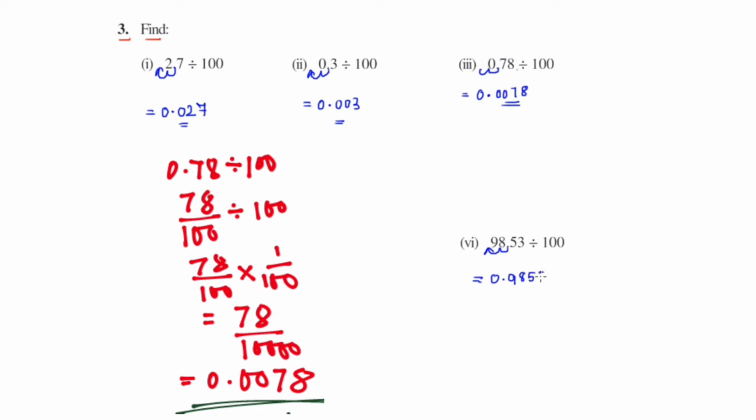0.9853. Clear? And in this way we will find the division if a number is divided by a power of 10. I hope you have understood. Now let's see how to solve the next question.